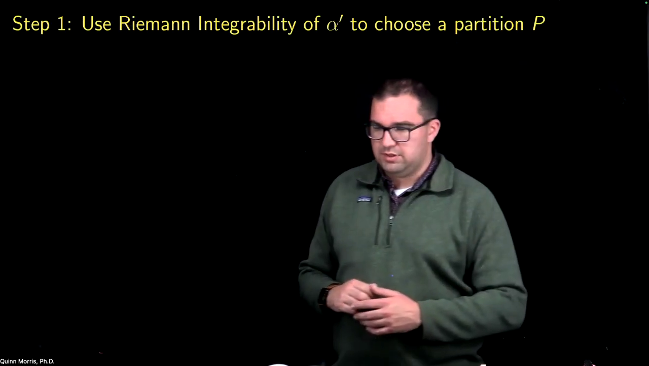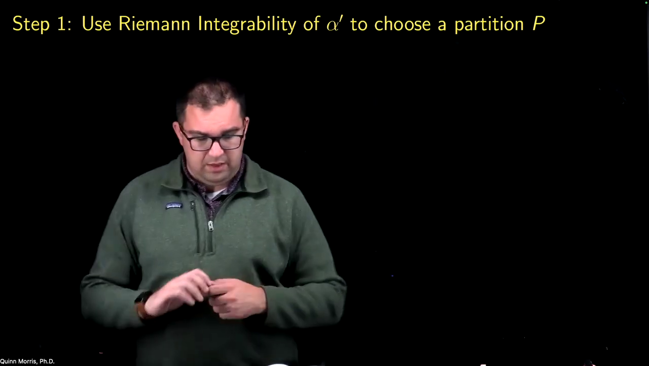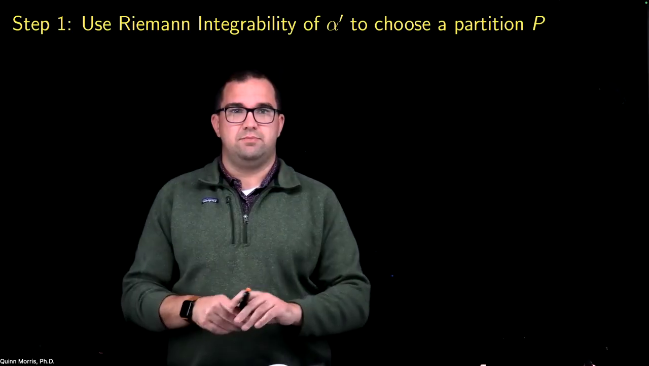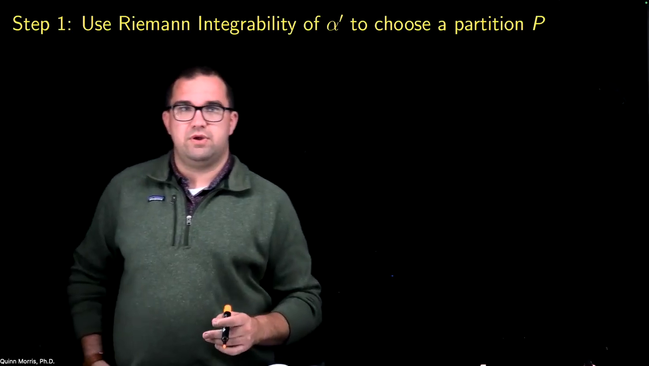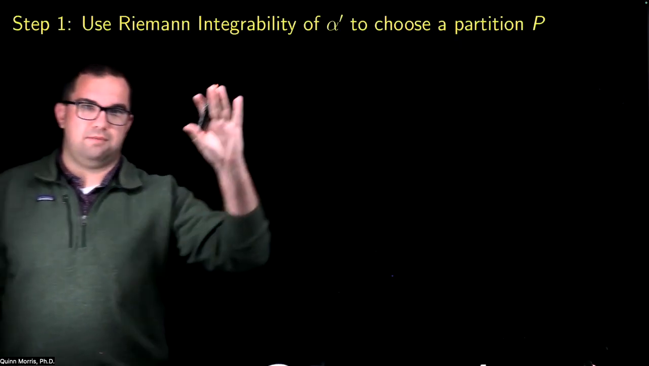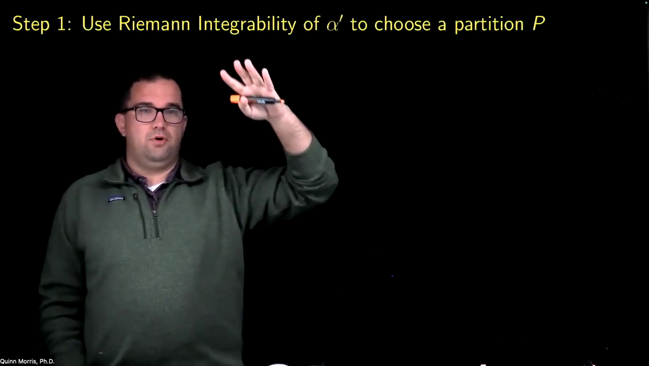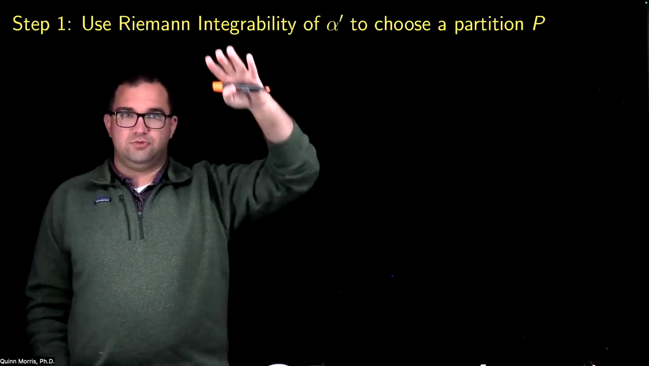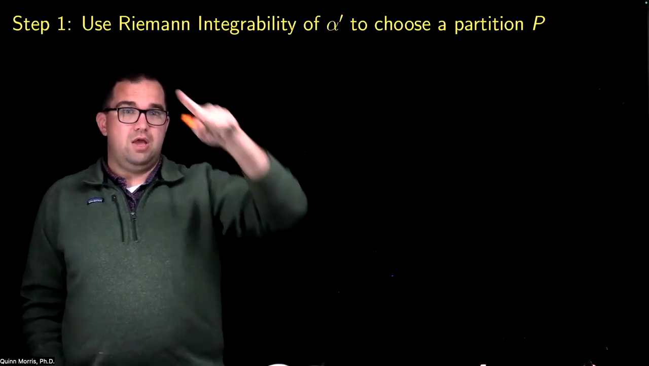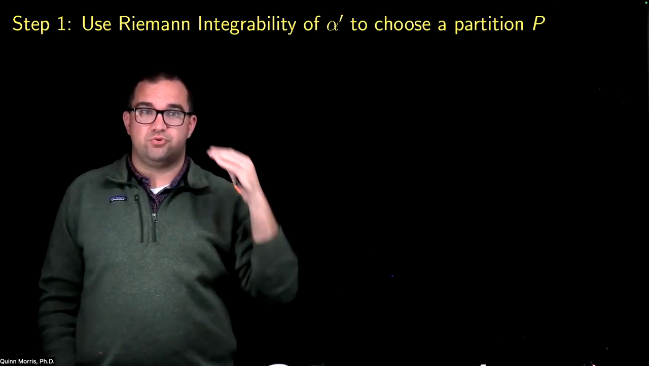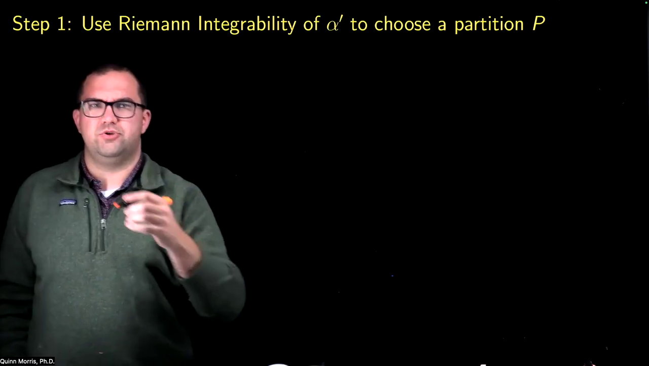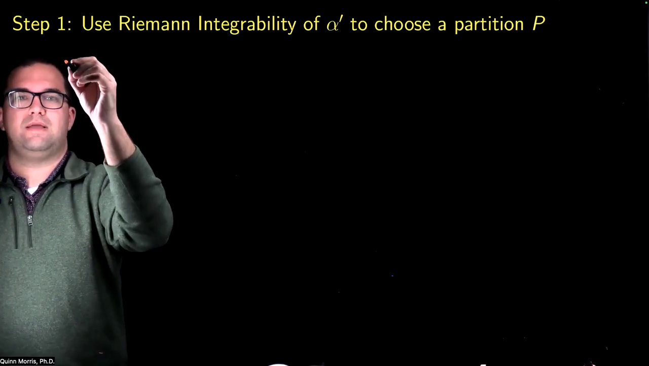All right, so let's start with the first. We need to choose the right partition P using the Riemann integrability of alpha. Okay, so by the way, let me also say, in the book, this is just presented all as one big long narrative proof, and that really is the way that the proof would go. I'm just using these steps as intermediate thoughts to help us think about what we're actually doing in this proof. Okay, so right, the proof would start.